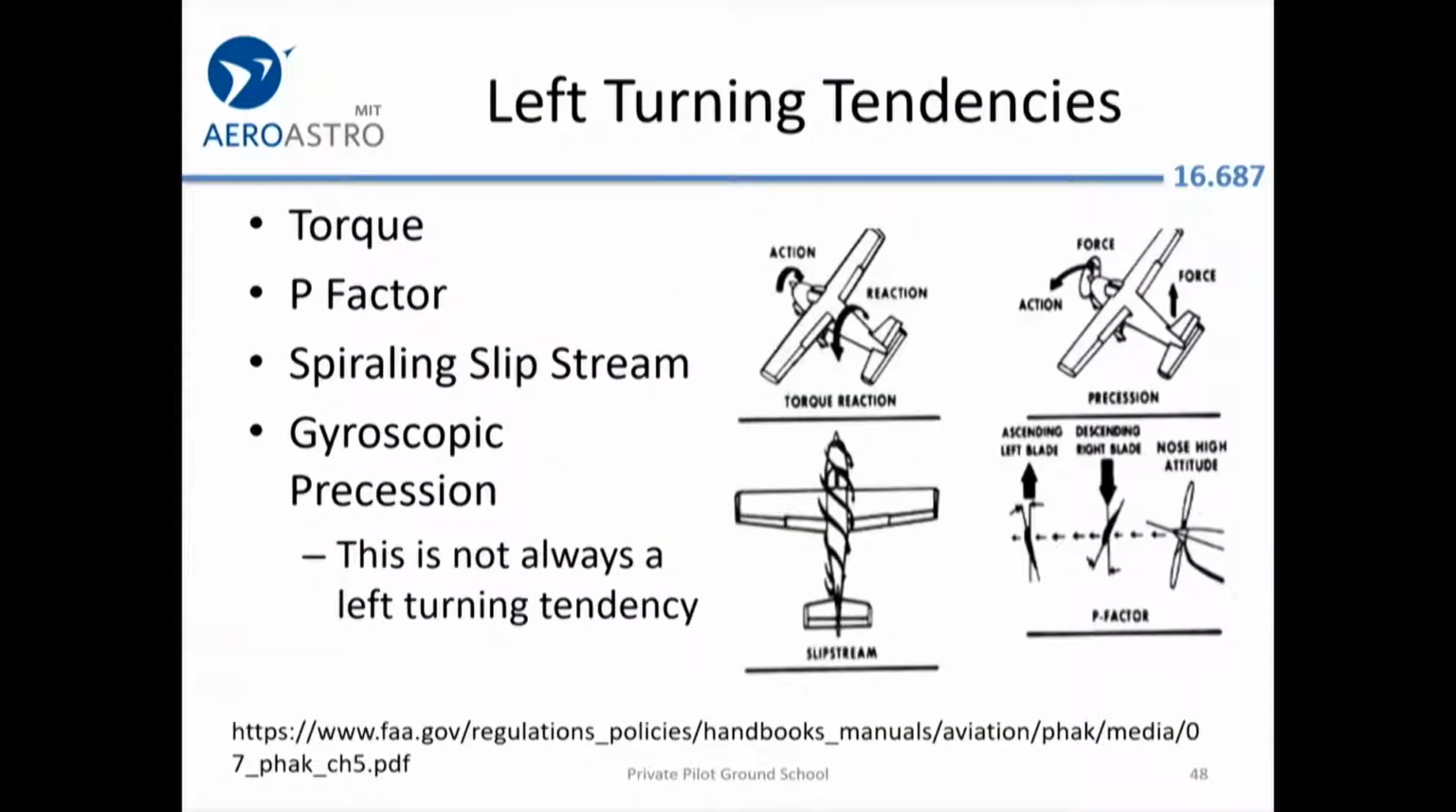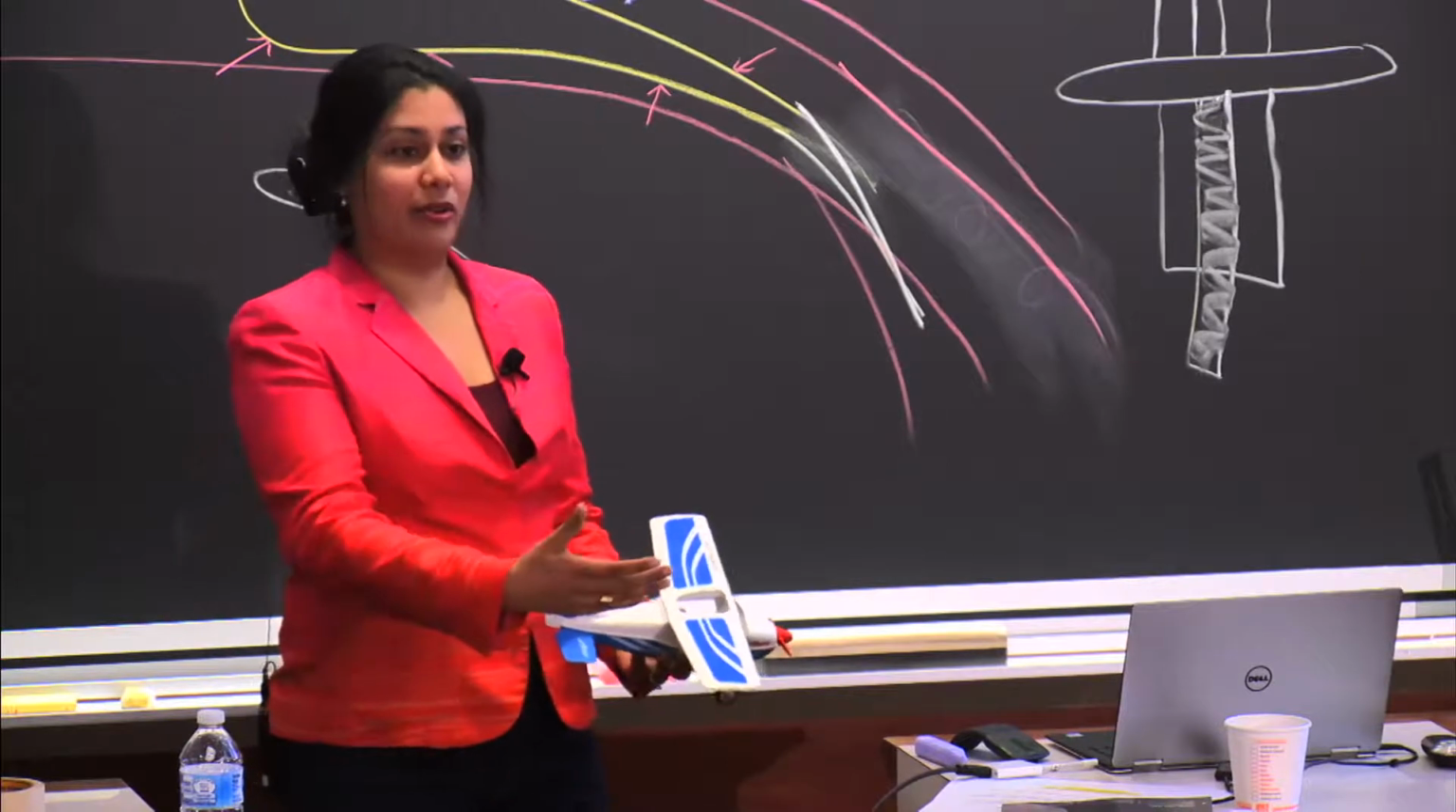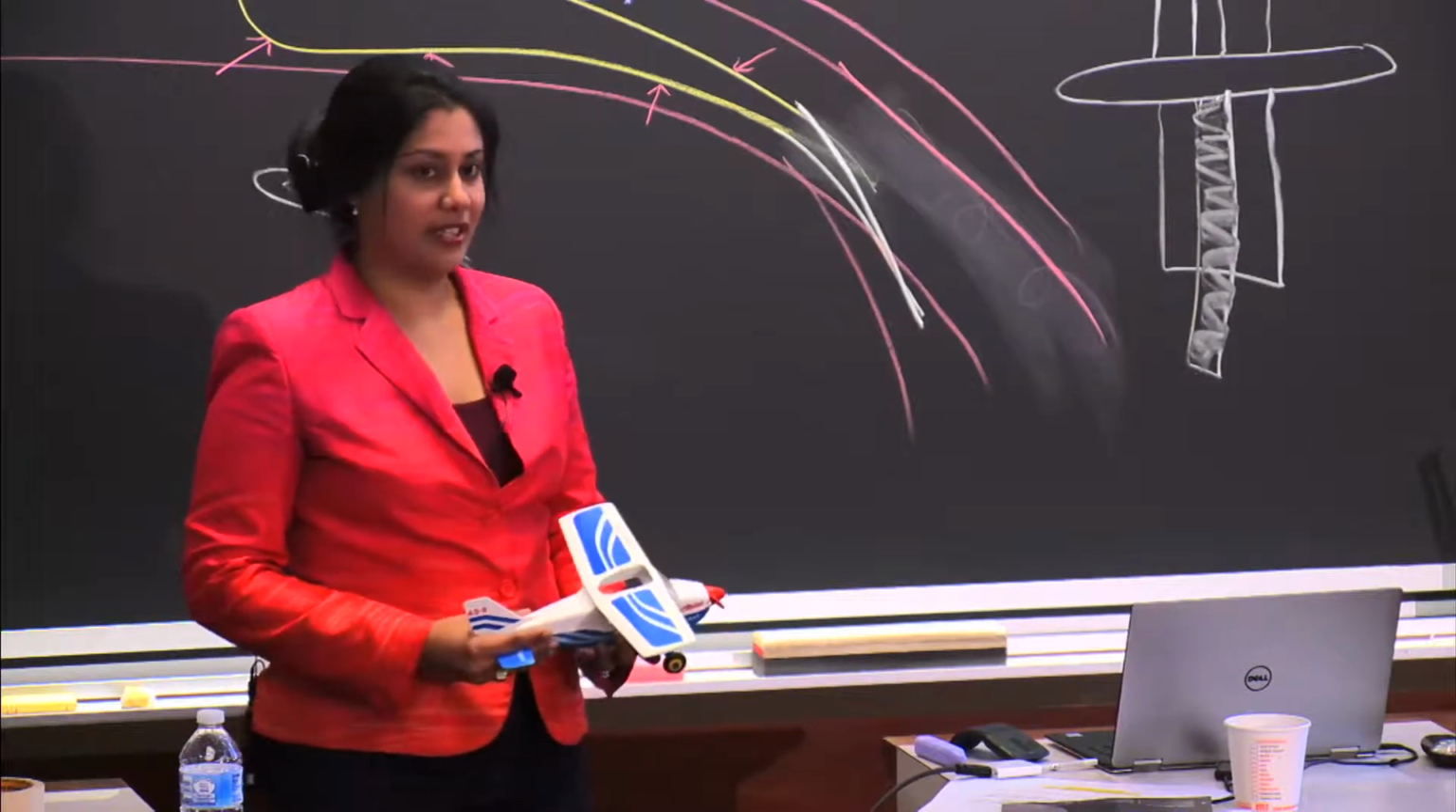Now this is a little bit complicated, so I will say this is a little bit tricky. There is a tendency for these airplanes to turn left. And there are actually multiple things that contribute to this left turning tendency. And when you're in an airplane flying, you might hear your instructor say, right rudder, and it's really to counteract some of these left turning tendencies.